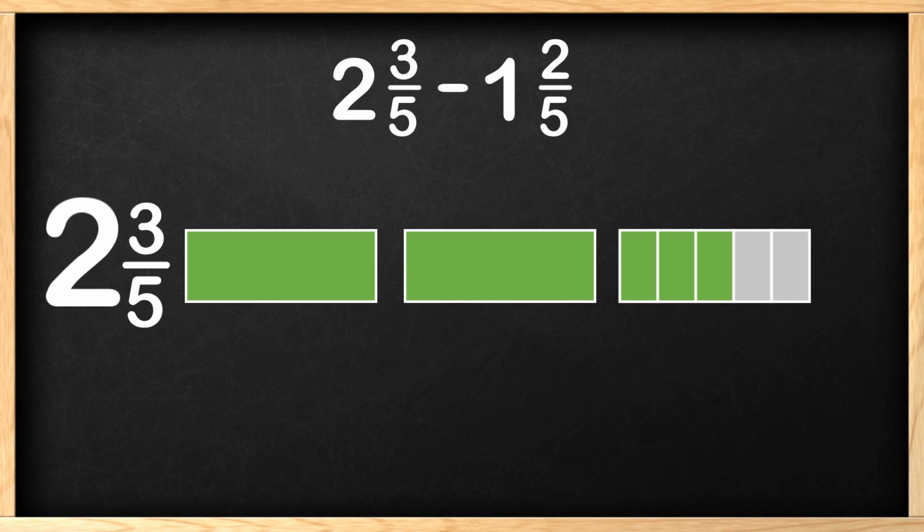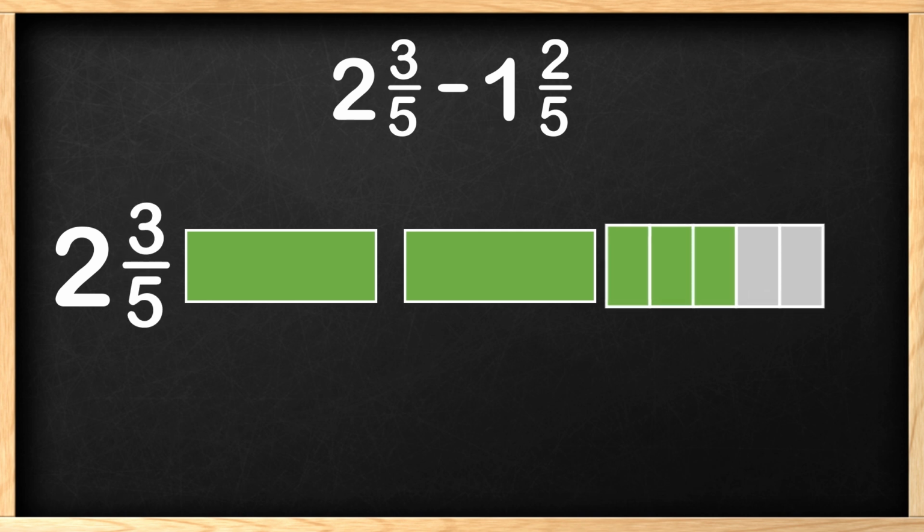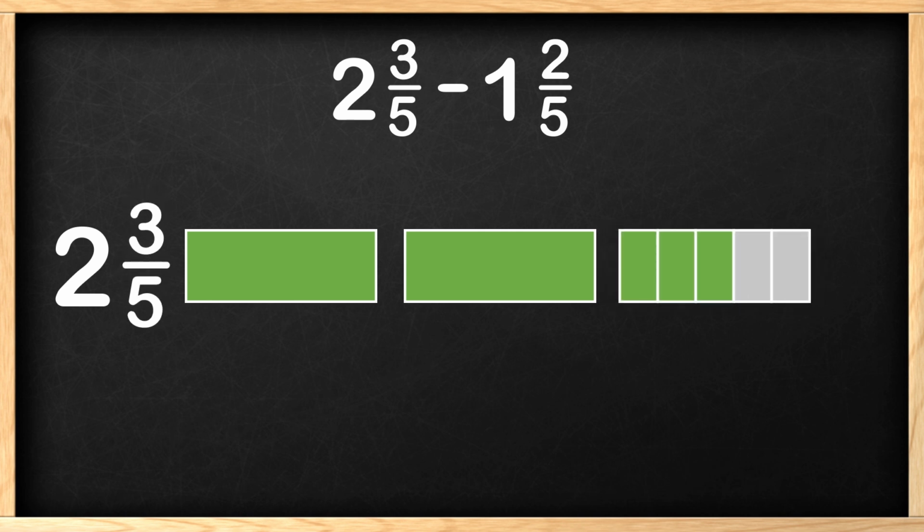The 2 means we have 2 whole units. This is the whole number. The 3/5 means we have part of a whole. This is the fraction. In the fraction 3/5, we have 3 parts of a whole that is split into 5 equal pieces. Now let's look at 1 2/5.